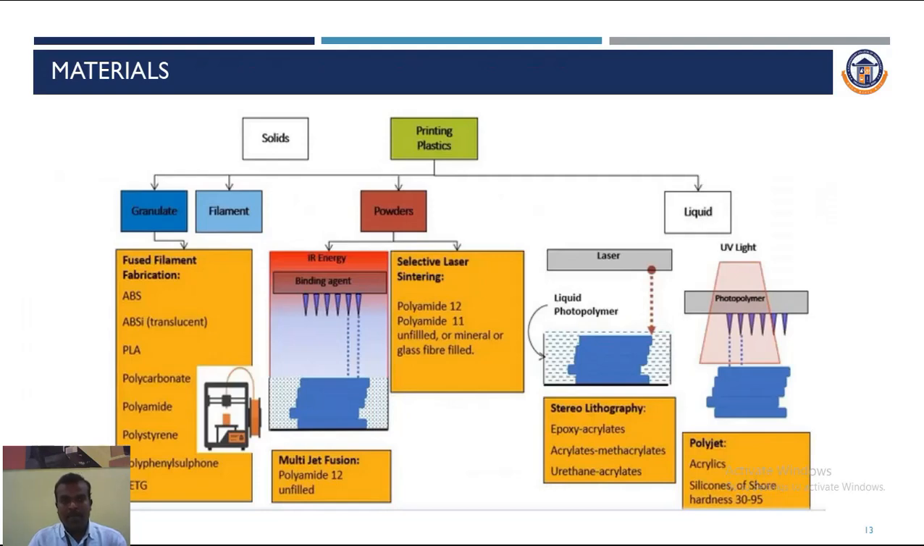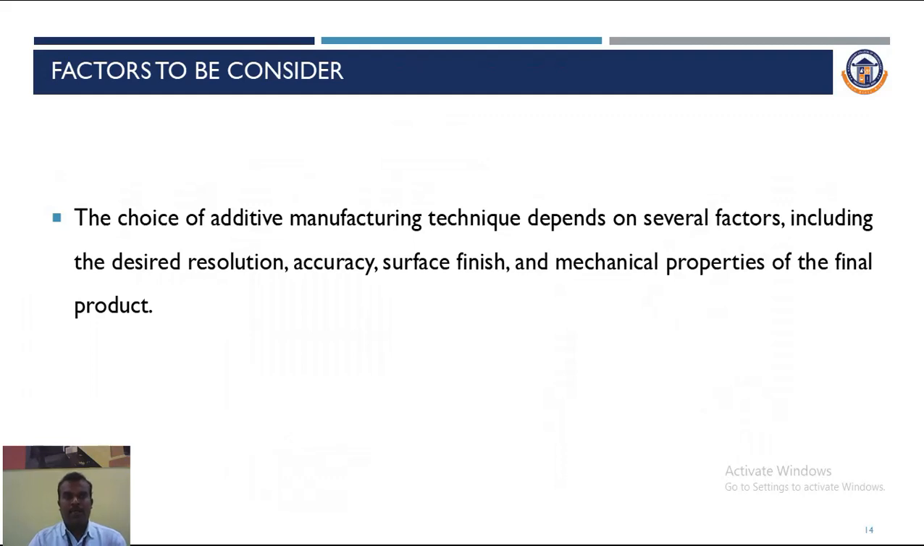In metal 3D printing, the metal is in powder form, and we can use aluminum, silicon, cast iron, or bronze, as well as titanium. So these are the classifications, and based on them the materials can be used. So next, the main thing.